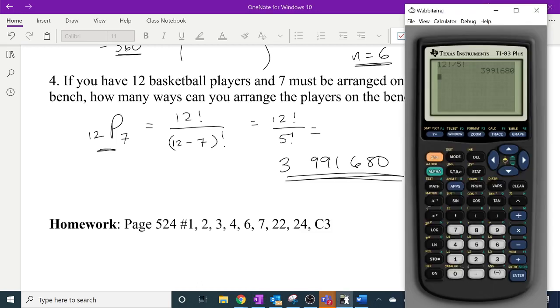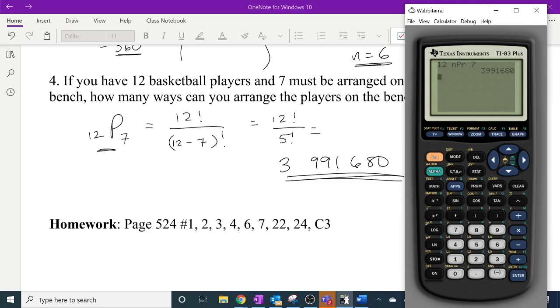Let's see if I can find it. Clear everything. 12, and then go to math, and go to probability, and there it is. See that? NPR, hit 2, and then 12, NPR 7, and let's see if that's the same answer. I think it is. Yep. If you have that kind of button on your calculator, by all means you can use it, or you could just do 12 factorial divided by 5 factorial.